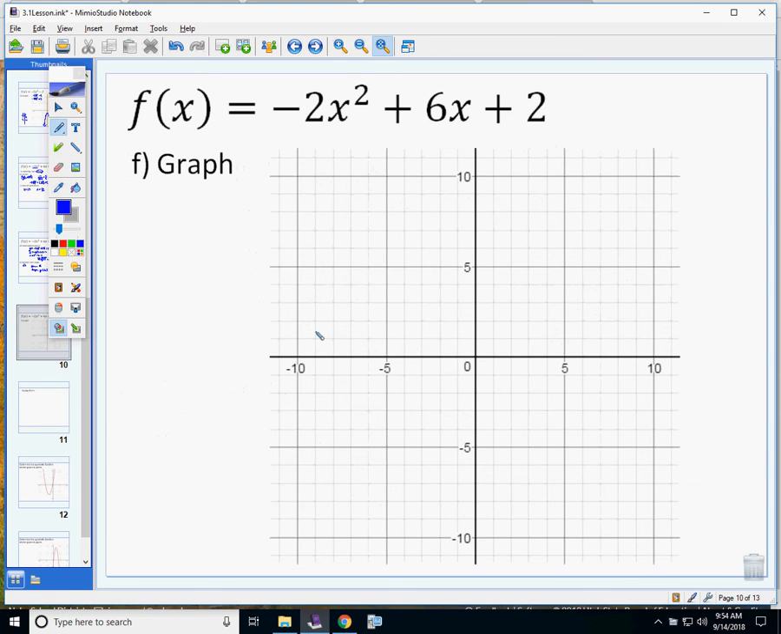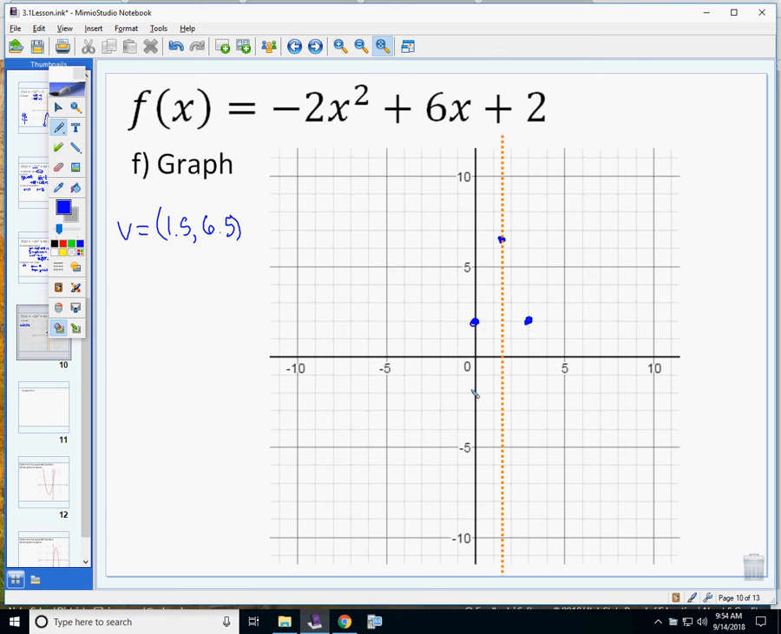Now to graph. So we're going to graph the vertex, which we said was 1.5 comma 6.5. So 1.5, 6.5, so right here in the middle. Our line of symmetry was 1.5, so going right down through that dot. We also said we have a y-intercept at 2, and then I'm going to reflect that across.